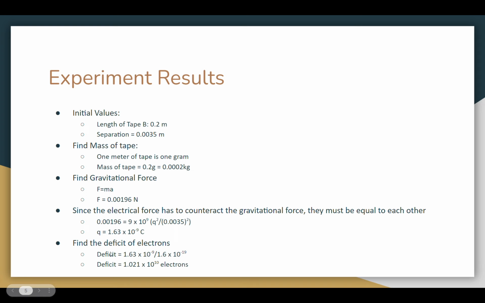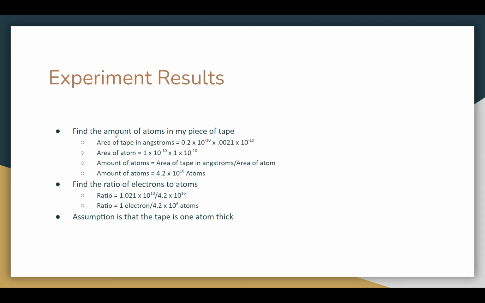The deficit of electrons, it's deficit because it is a positive charge, not negative. Found out that there's a deficit of 1.021 times 10 to the 10 electrons. Now, to figure out the amount of atoms on a piece of tape, just use a little bit of conversions here. Found that it's that many atoms in the piece of tape that I had. And then there's a ratio of 1 electron to every 4.2 times 10 to the 6 atoms. Our one assumption there was that the tape is 1 atom thick, which most likely is not right, but we have to make some assumptions.